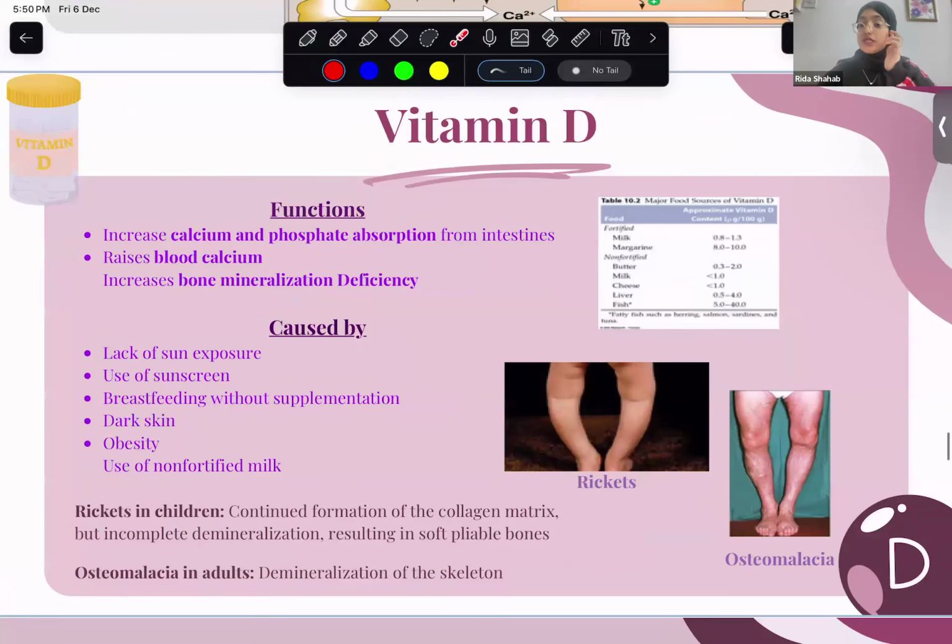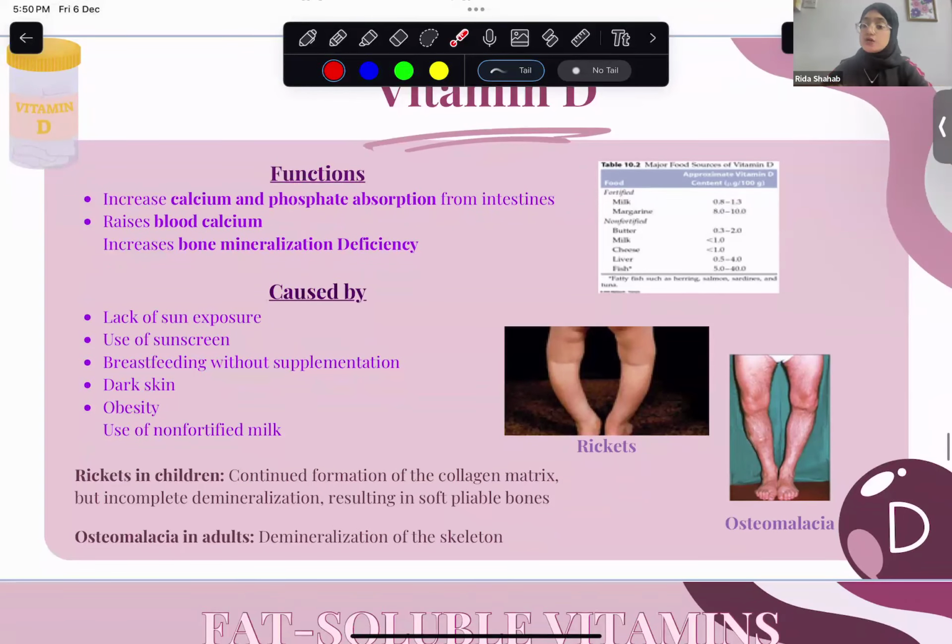The functions of vitamin D are very important. They increase calcium and phosphate absorption from the intestine, and they also raise blood calcium levels. So they're very important for our bones. If there is a vitamin D deficiency, there's going to be a defect in the bones, which we're going to discuss. Deficiencies are usually caused by lack of sun exposure, use of sunscreen, breastfeeding without supplementation, dark skin, obesity, and use of non-fortified milk.